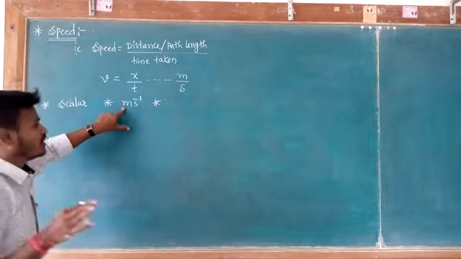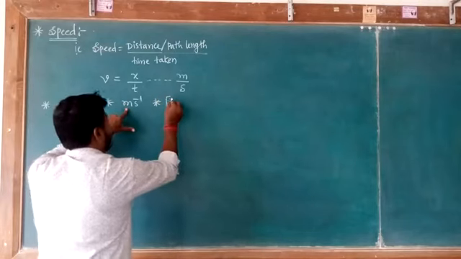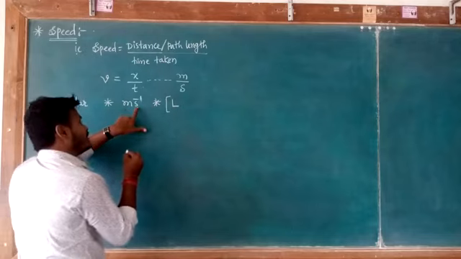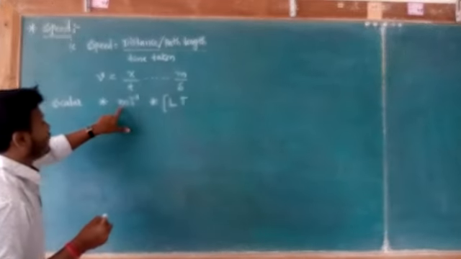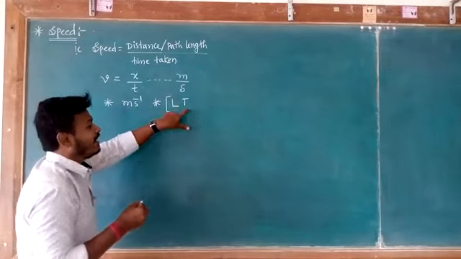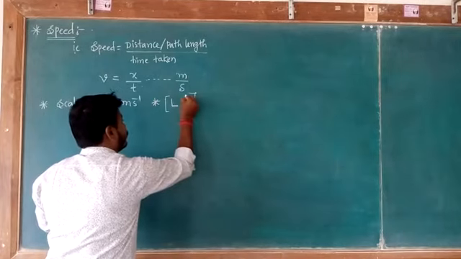Meter is used to measure the length. Therefore, instead of meter, we write L. And second is used to measure the time. Therefore, instead of second, we write T. And whatever powers meter and second have, the same powers are to be given to L and T, and that should be represented in a square bracket. That is what the dimensional formula is for.